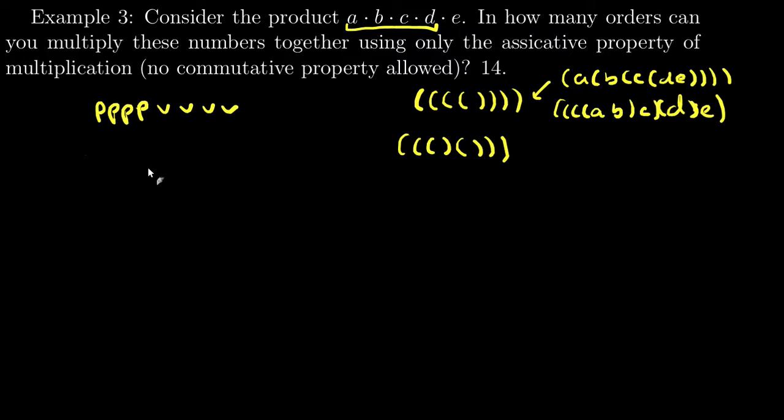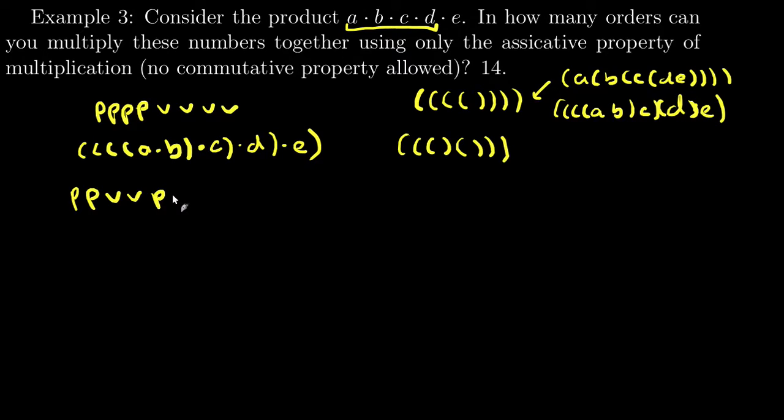And so, for instance, this arrangement, open parentheses, open parentheses, open parentheses, open parentheses, the closed parentheses and the last variable are determined. So when I put A times B, that is an operation. I have to close off that parentheses. Times C, close off that parentheses. Times D, I have the operation there, close off parentheses. Times E, close off last parentheses. Or let's consider another one. What about PP, VV, P, V, P, V.